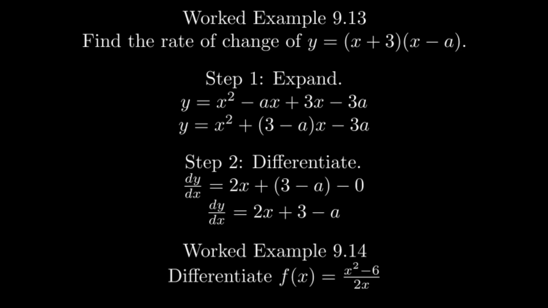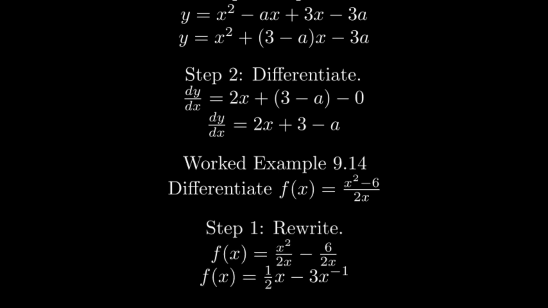Let's differentiate f of x equals x squared minus 6 all divided by 2x. Again, we must rewrite this first. We can split the fraction by dividing each term in the numerator by the denominator. This gives us x squared over 2x minus 6 over 2x. Simplifying each term, we get 1/2 x minus 3x to the power of negative 1.